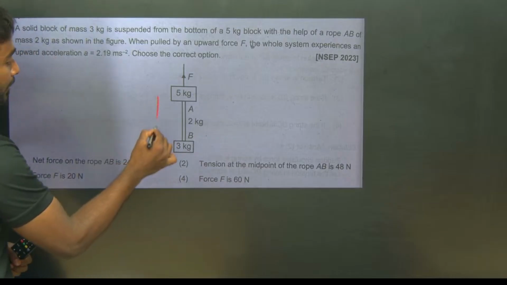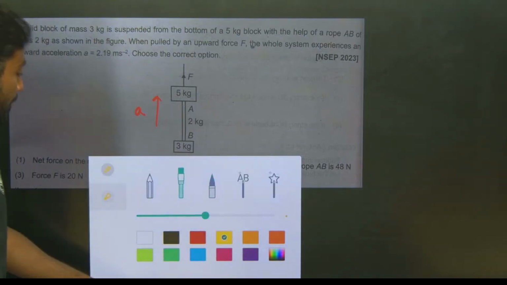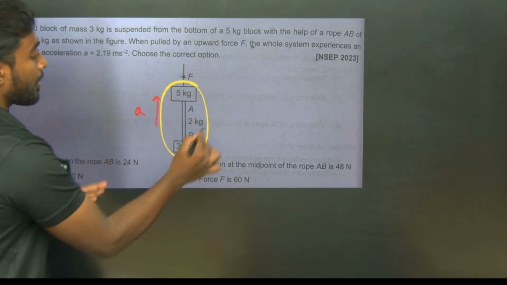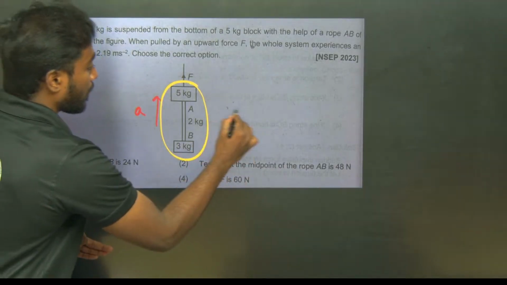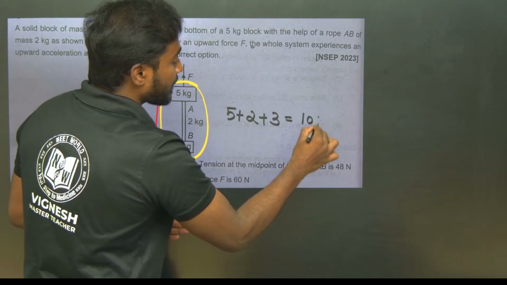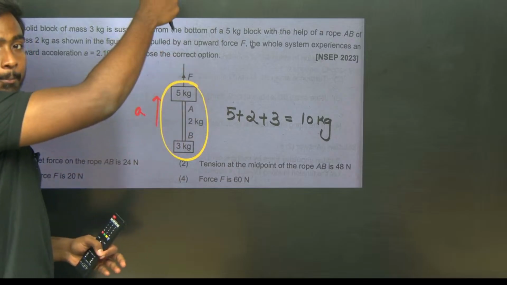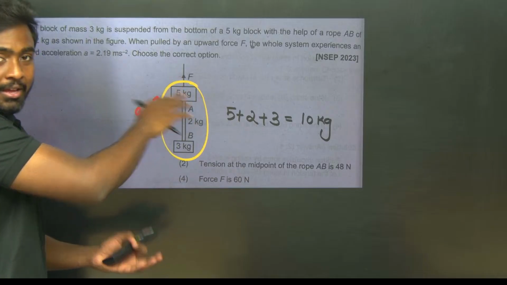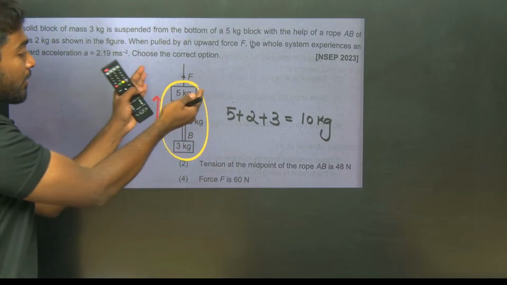So this is my acceleration direction A. Now write the given terms, whatever they are given. If I take the whole system, that is 5 kg plus 2 kg plus 3 kg, which is 10 kg. This is the mass of the whole system. When I consider the force here, if I pull it upward, the entire object will come, right? I am not considering only the 5 kg block. Everything will come. Only this block I should not consider.